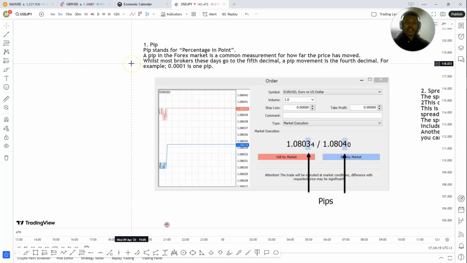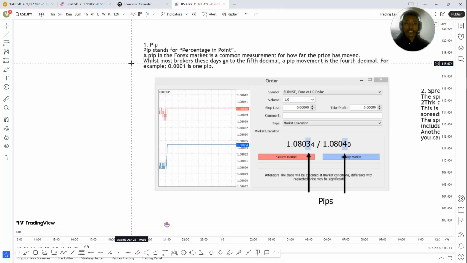So first of all, we have the pips. I think most of you have heard people saying our stop loss is 10 pips, our stop loss is 50 pips. What does this mean? A pip is a unit of measurement in points. It just represents the distance moved.